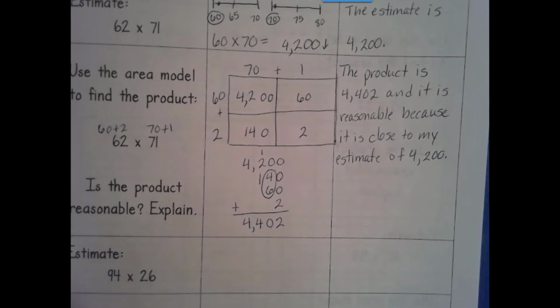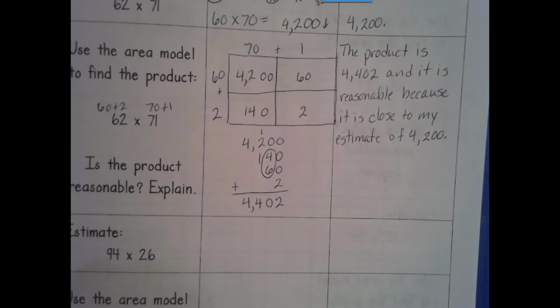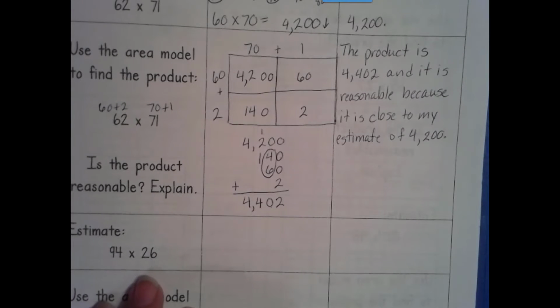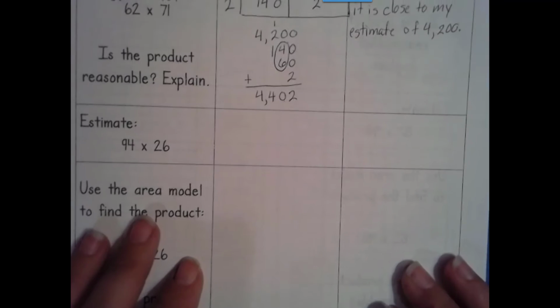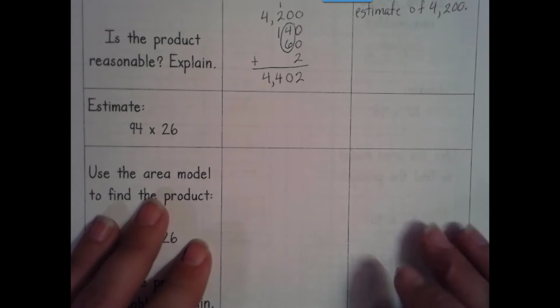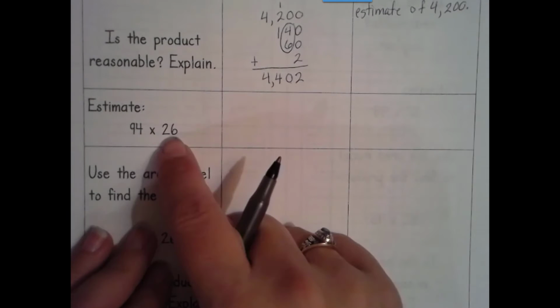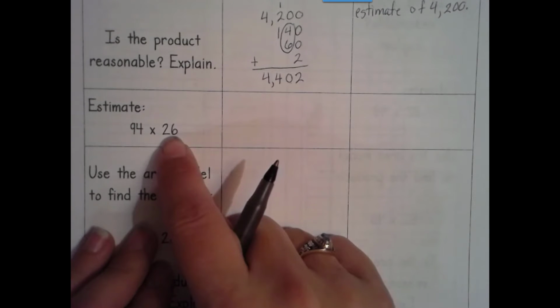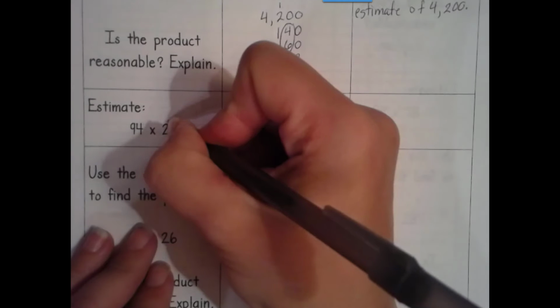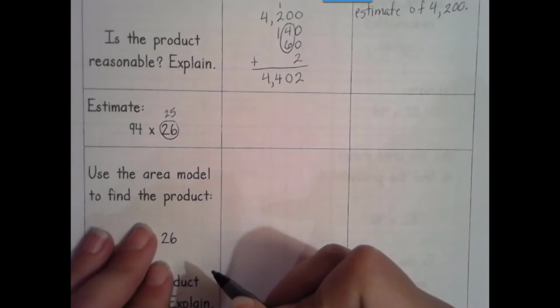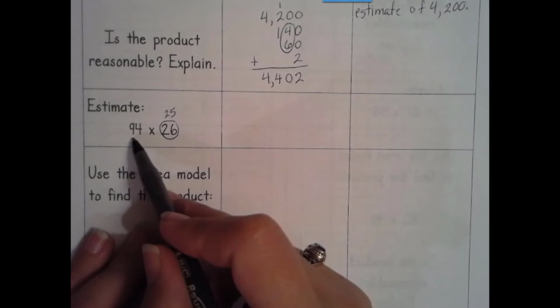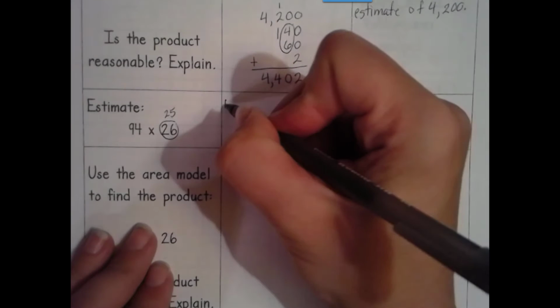All right, now the next two are estimating and our area model. You want to try on your own. So you'll pause the video and then come back and check your answer. So I'm going to look and see, is either one of these close to 25 as a compatible number? This one is close to 25. So that one I will have as 25, but the other one I'm going to round.